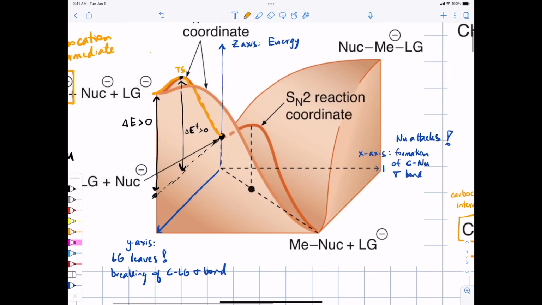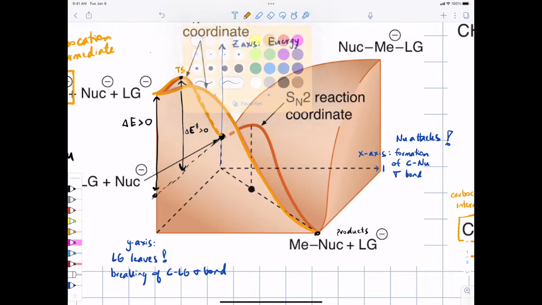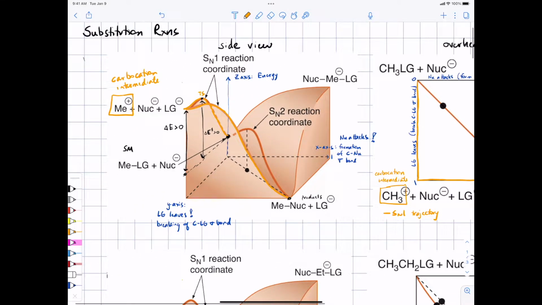Okay? Then if we continue down this, continue now along only the x-axis, after the leaving group is left, we then allow the nucleophile to come in. And then we slide down this hill to our products. Okay. So that SN1 pathway, as mapped onto the just overhead view, we go down this y-axis first to leaving group leaves, and then we go here to the products.